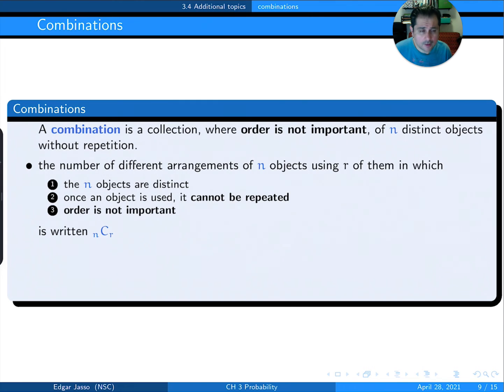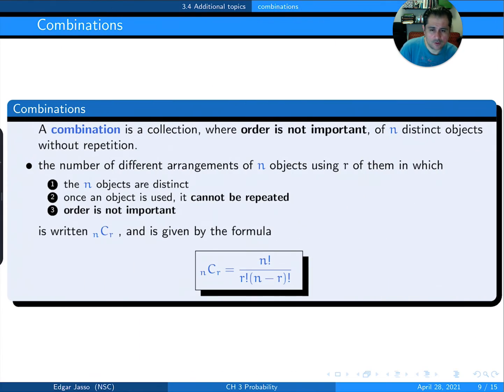So this is called a combination. A combination is a collection in which the order is not important. That's the difference between a permutation and a combination of n distinct objects. In my examples, that was the people, without repetition. So again, you cannot repeat the same person. You cannot be John, John, John on the committee. It's written NCR, and the formula is the one we just showed you.